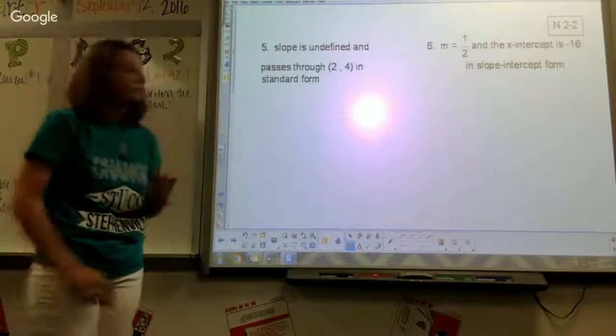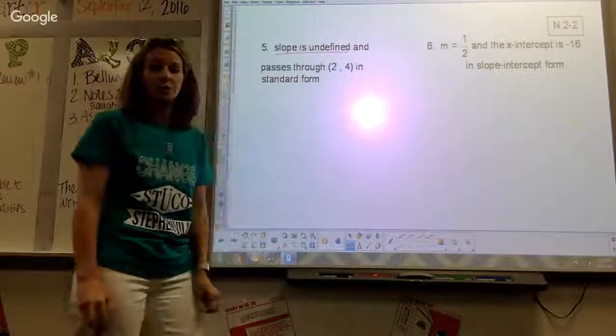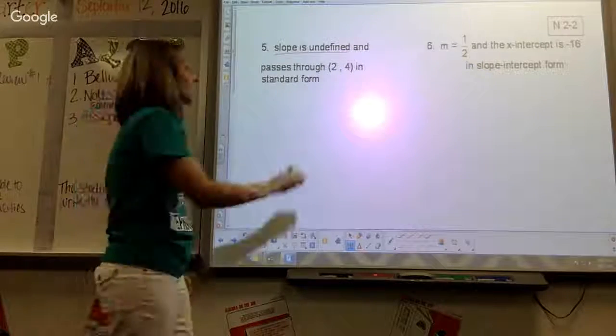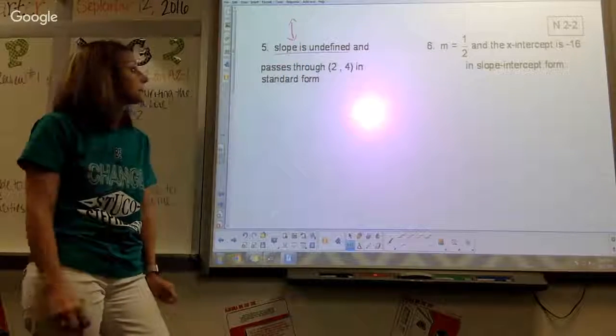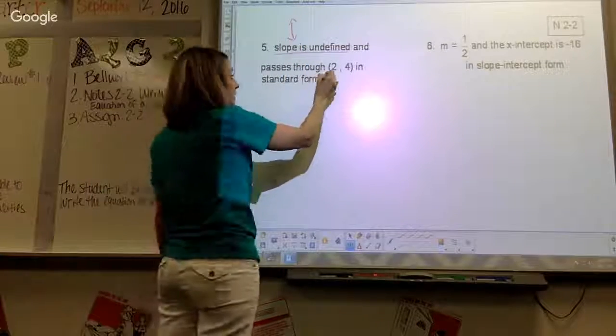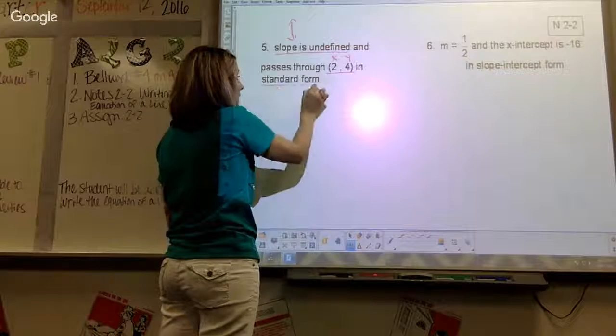Okay, so number 5. It says the slope is undefined. When you have slope that's undefined, which means no slope, you will always have a vertical line. It passes through the point 2, 4, and we want it in standard form.